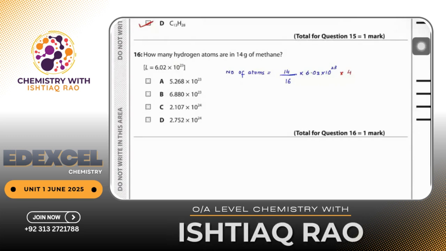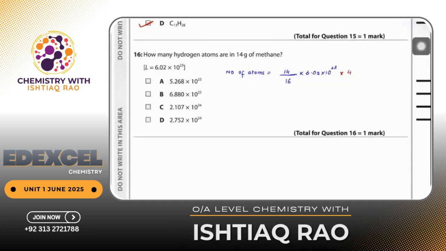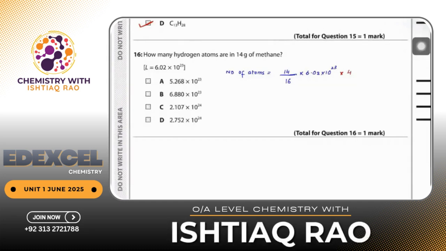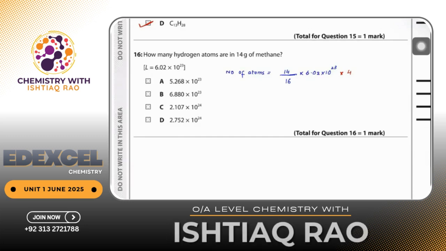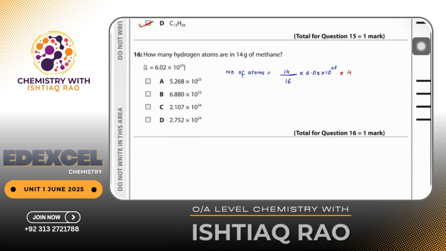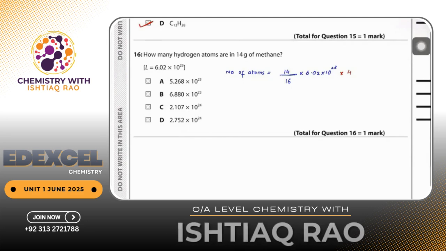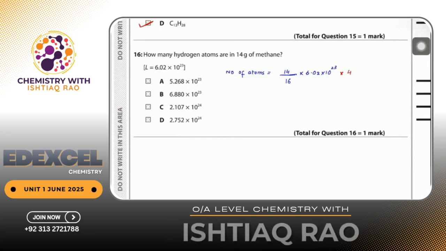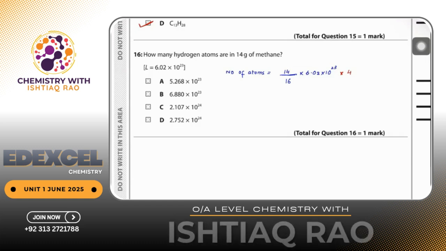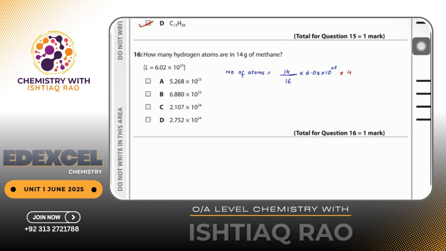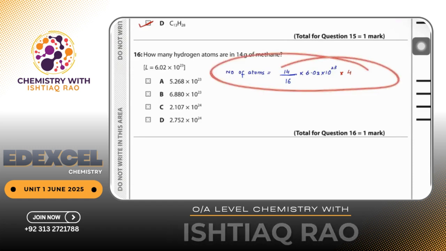Otherwise, if they were asking about the molecules, then we are not supposed to multiply this by 4. That's the concept, because they are talking about the hydrogen atoms. So in methane, we have 4 hydrogen atoms. That's why I'm going to multiply this by 4. Remember. Okay, so this is the answer. Can you tell me what the answer is? This is the formula. You can solve it, then tell me the answer.